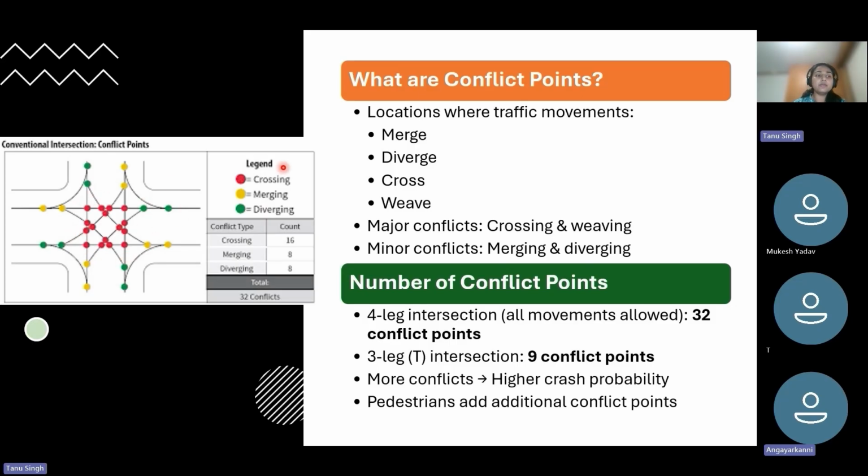So in total, if we count the number of crossing, merging and diverging conflicts, the number of crossing conflicts will be 16, whereas the merging conflicts are 8, and the diverging conflicts are also 8, 2 from each direction. Therefore, the total number of conflicts that occur in a four-legged intersection is 32.